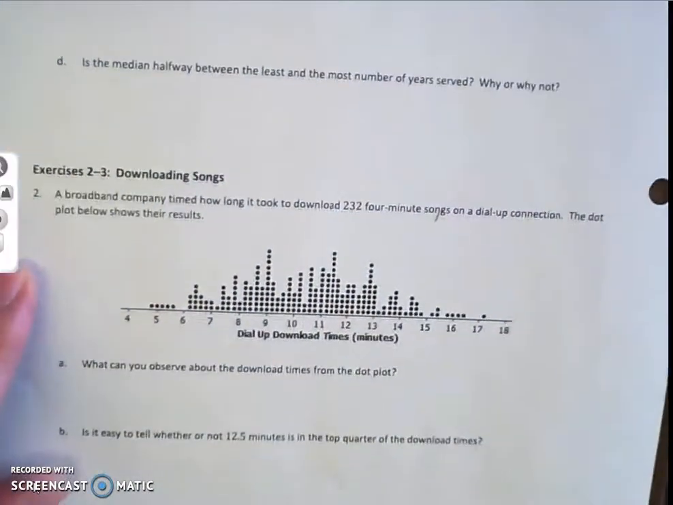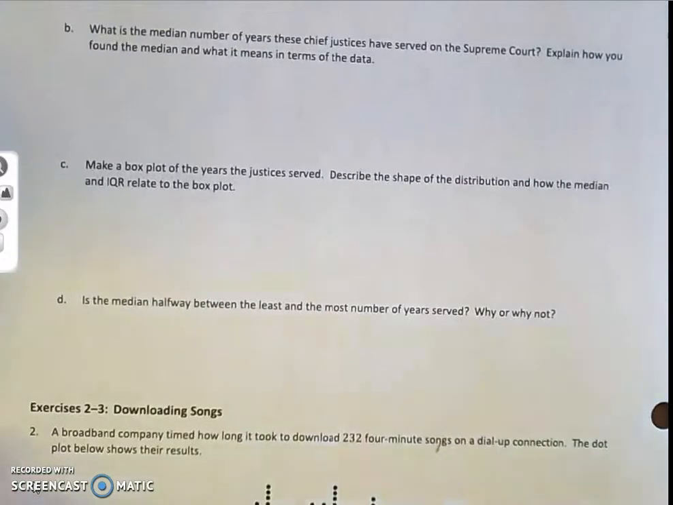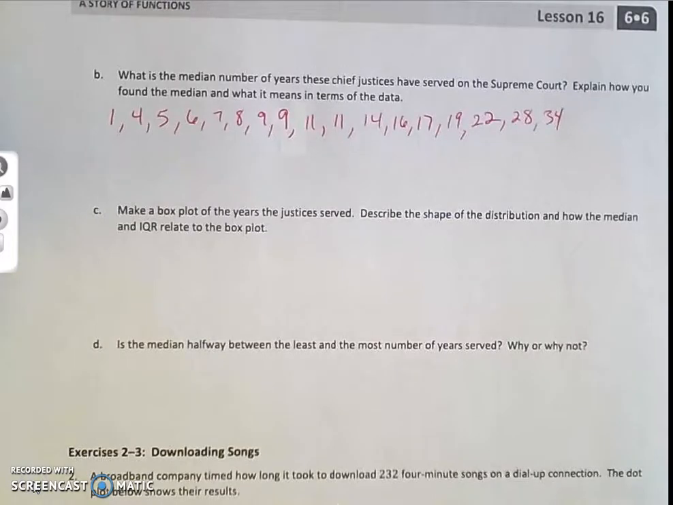We take a look at question B. Question B states, what is the minimum number of years, the median number of years these Chief Justices have served on the Supreme Court? Explain how you found the median and what it means in terms of the data. So what you're going to do is take those lengths of service and please put them in order from smallest to largest. Okay, pause the video right now while you do that. So after you've ordered them from smallest to largest, it should look like this.